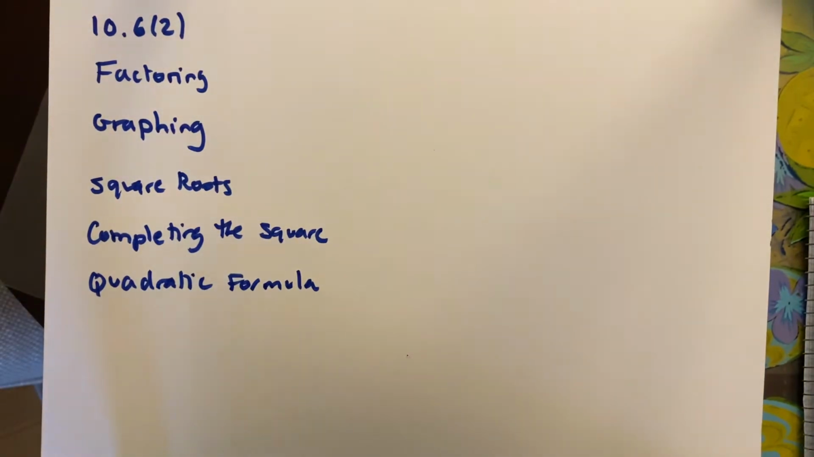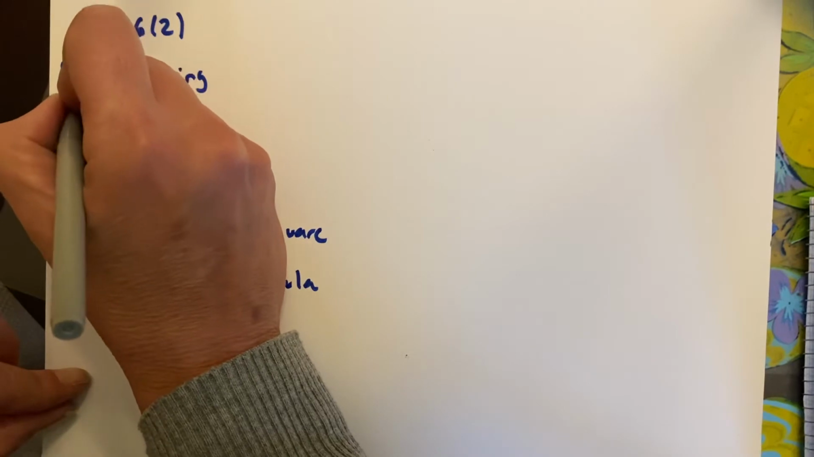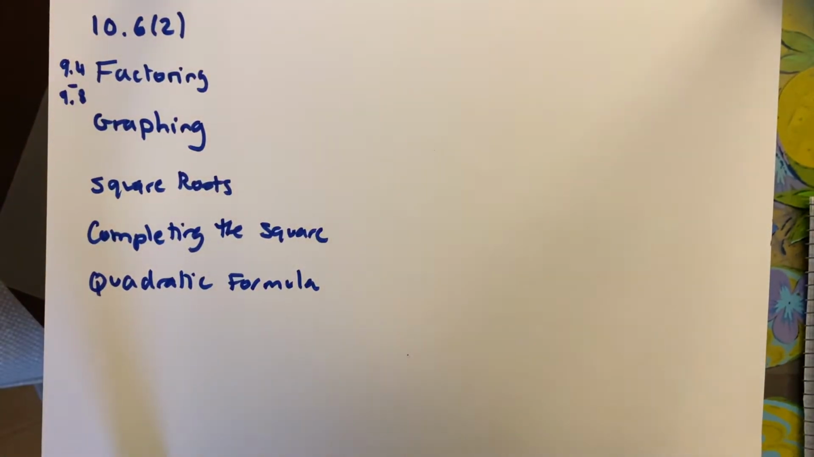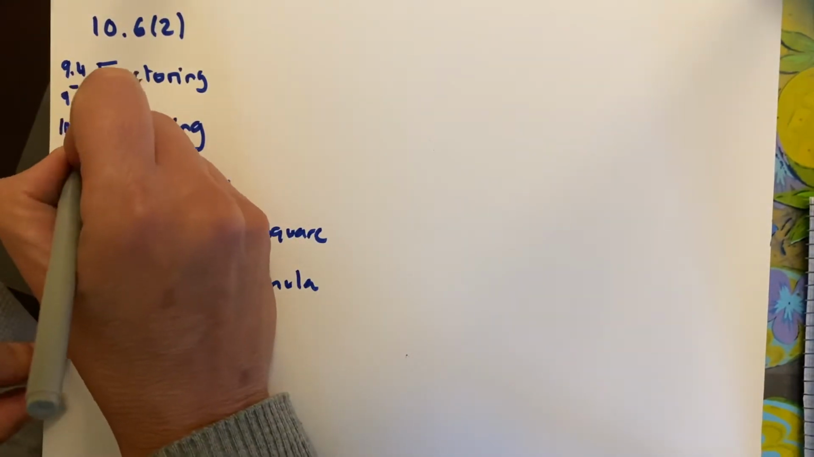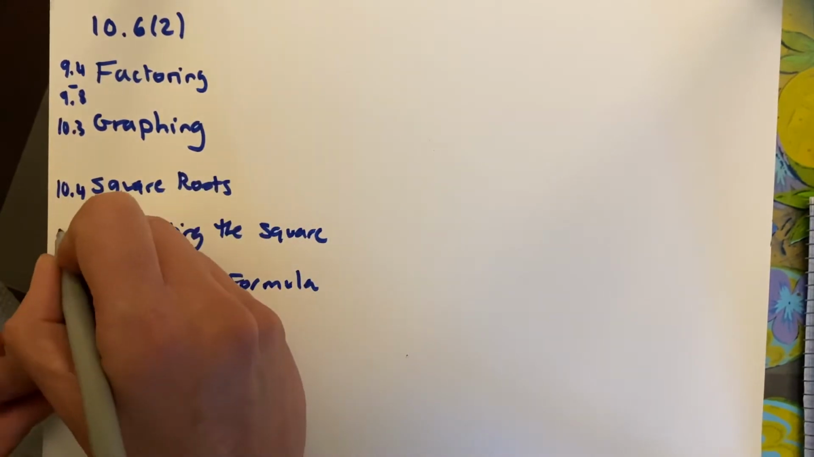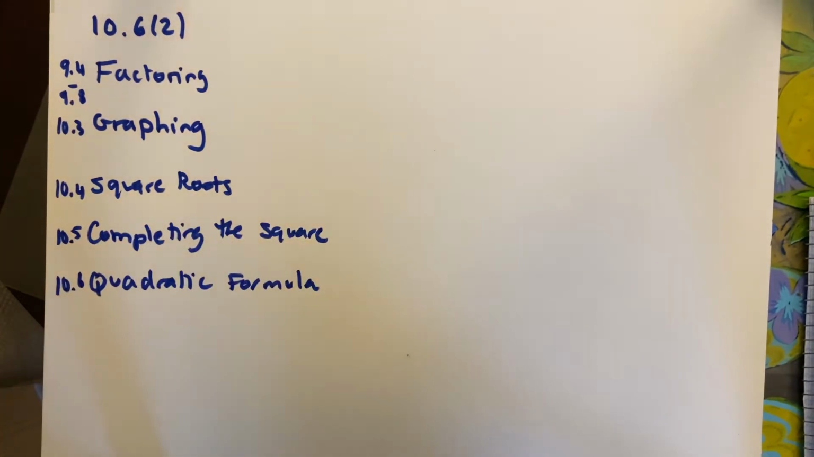And factoring we did in chapter 9, 9.4 to 9.8. Graphing we did at the very beginning of this chapter in 10.3. Square roots we did in 10.4. Completing the square in 10.5, and the quadratic equation we've just been doing in 10.6. So when do you factor?